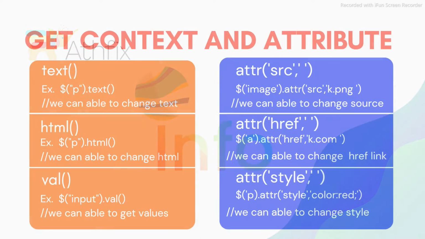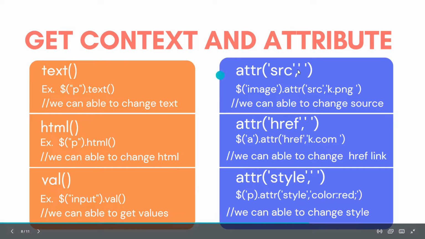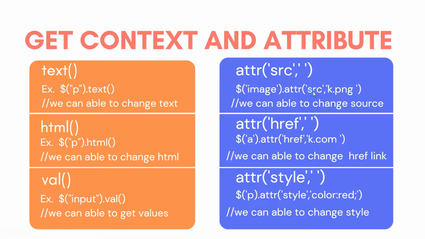Have the attribute. When I am talking about attributes, they include href, and we have src for image, and we have the style to give styling to every HTML element. Coming to the source, when I am talking about the attribute src, when I just say this, it is going to change the source of the specific image which we have selected.